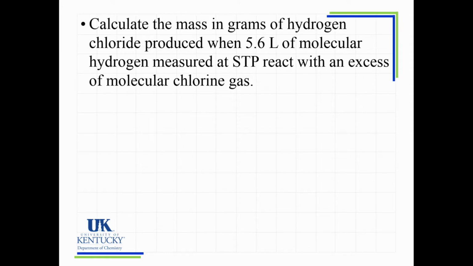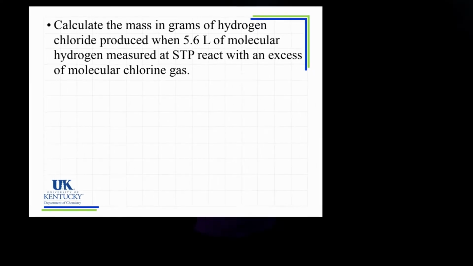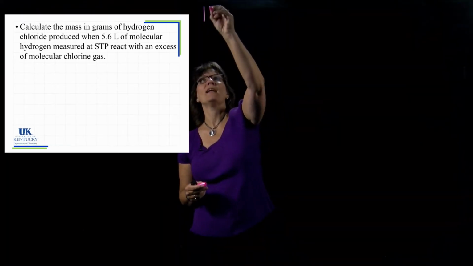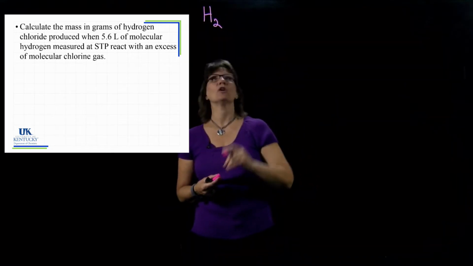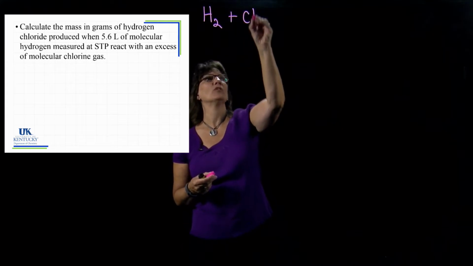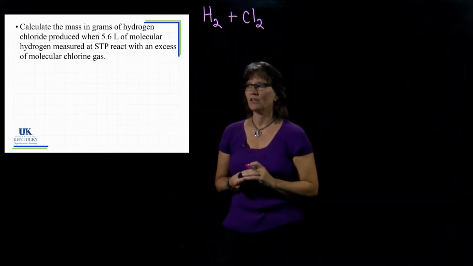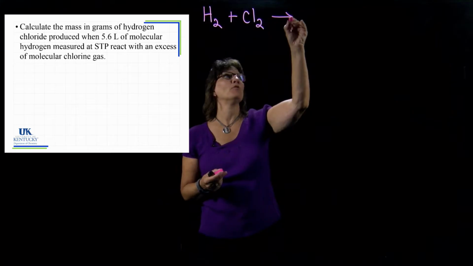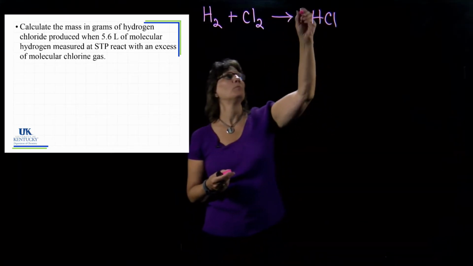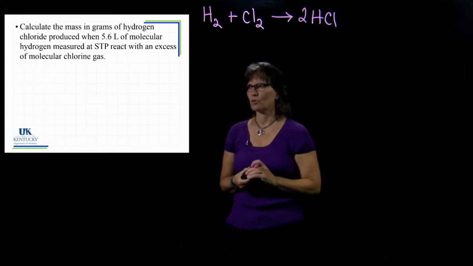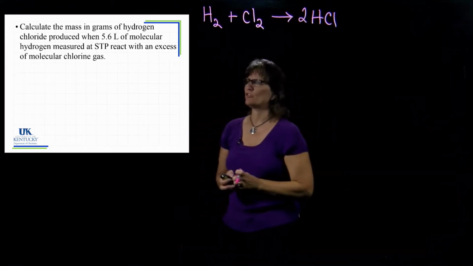Now they didn't give me a chemical reaction. We can't do stoichiometry unless we have a chemical reaction. So let's write the chemical reaction down that's happening here. It says it's molecular hydrogen, so we would write that as H2 because I know it's a diatomic molecule. It says it's molecular chlorine or chlorine gas. That's Cl2. So that is the two reactants. And it tells me I am forming hydrogen chloride, which is just HCl. And if we're going to balance that, we would put a 2 there, and now I have a balanced chemical equation.